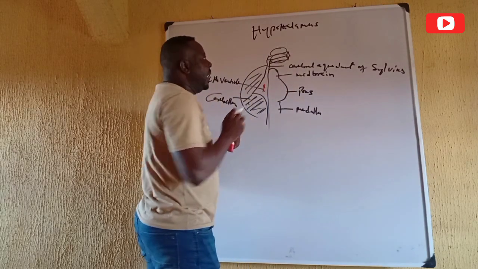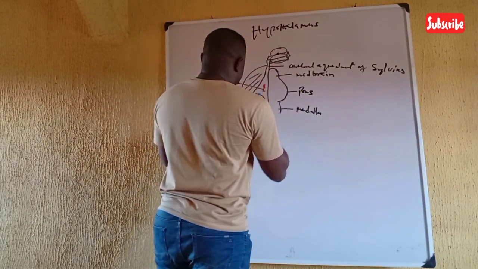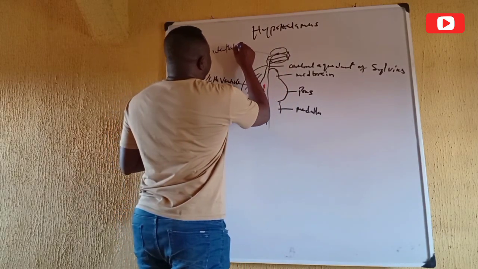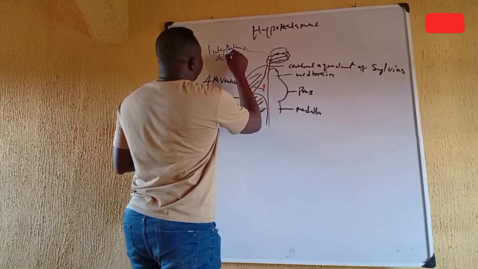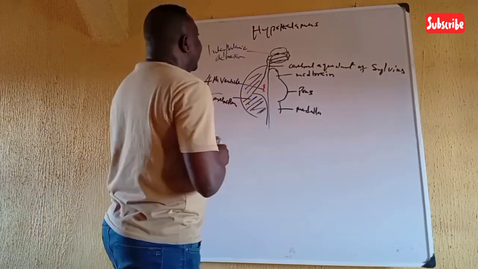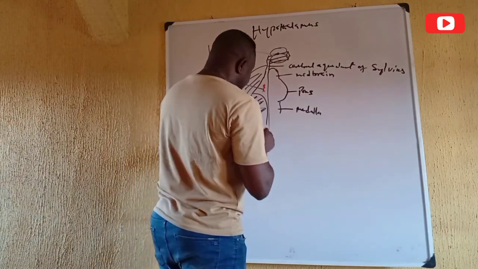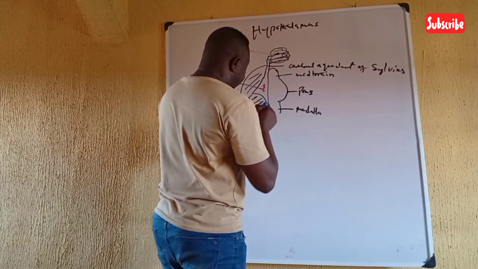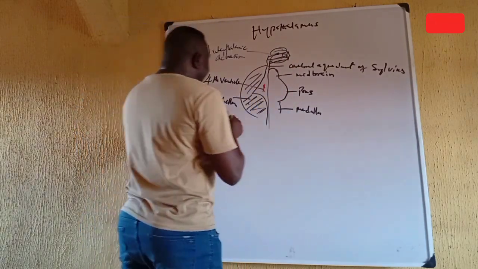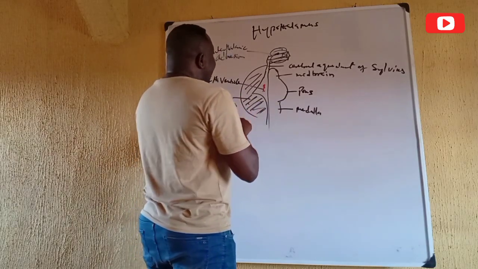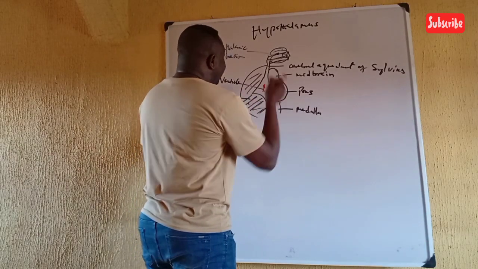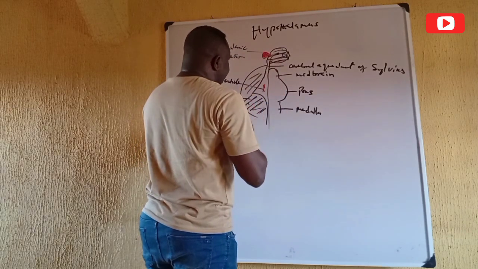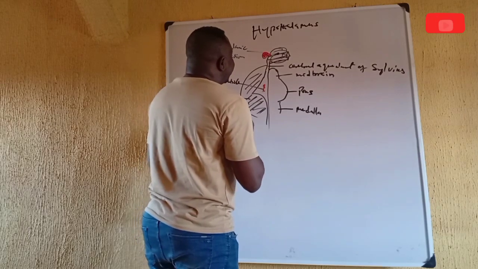And then there's a structure that connects the two thalami. That structure is called the interthalamic adhesion. And then, of course, in our thalamus we have the internal medullary lamina. Now, behind the thalamus, we have the epithalamus. We also have the habenula around this area.